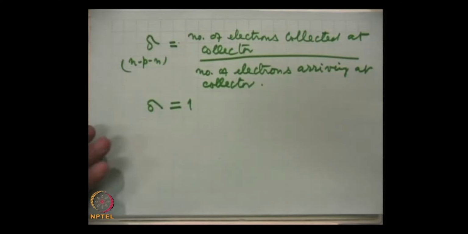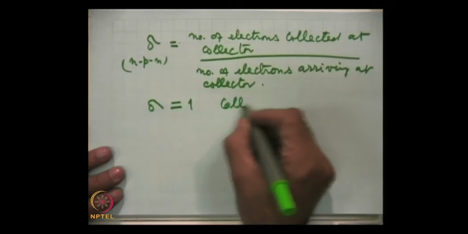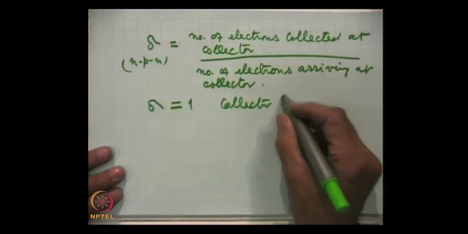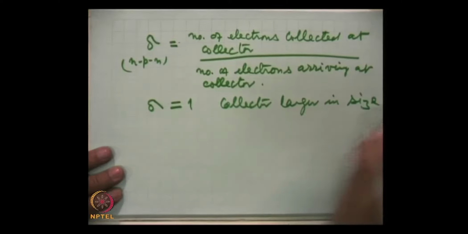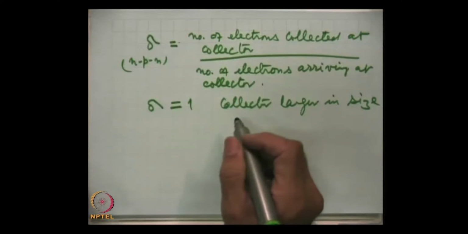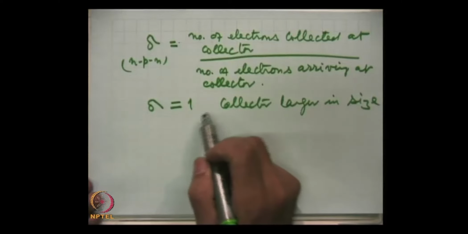And how do we get 1? Because we keep the collector larger in size than the base region and emitter region. This was said in the beginning when we talked about the sizes of the 3 regions.